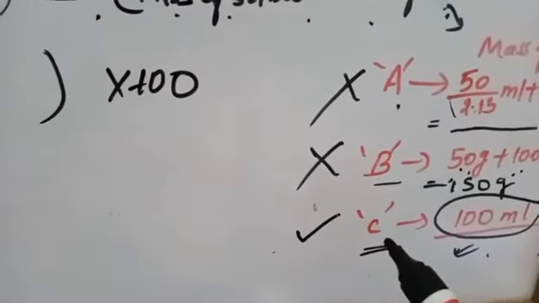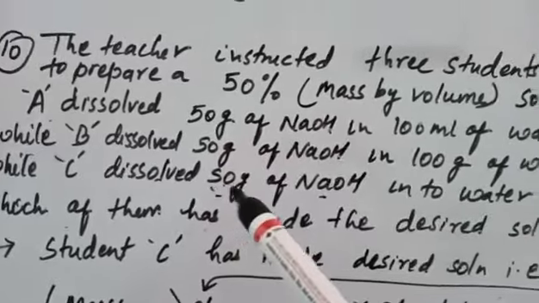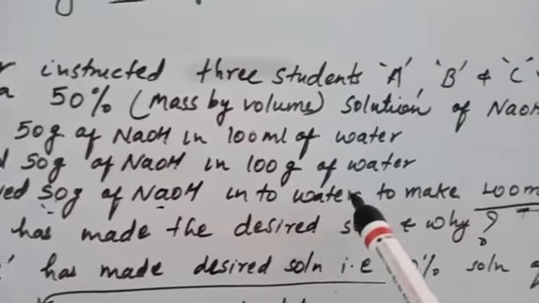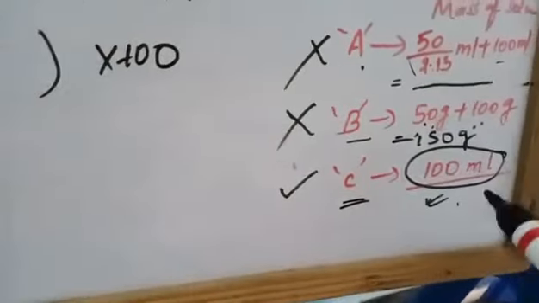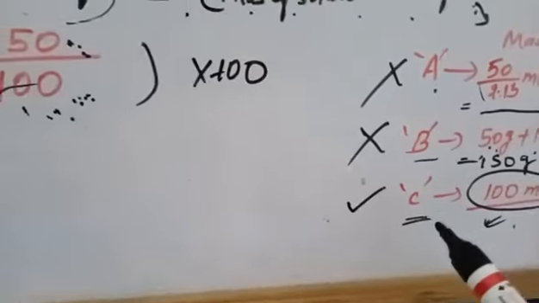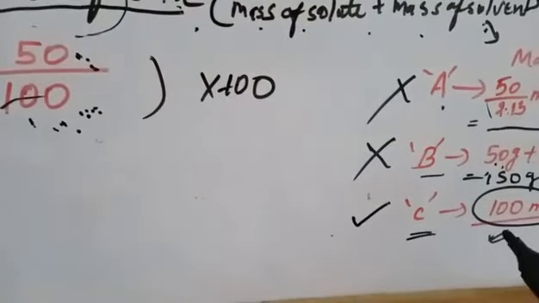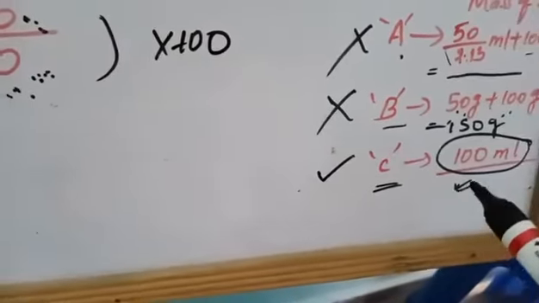Now C has added how much? 50 gram of NaOH in enough water to make the whole solution, full solution 100 ml. So he has full solution 100 ml. That is correct. And so he has correctly made 50% NaOH solution in mass by volume percentage.